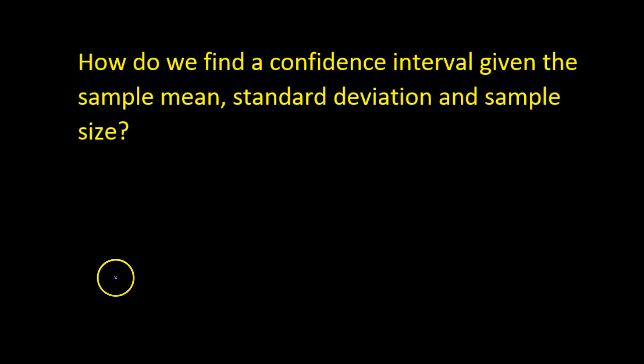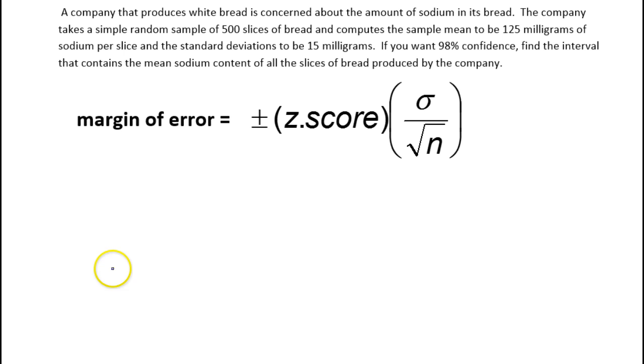In this video, I will show you how to find a confidence interval given the sample mean, standard deviation, and sample size. A company that produces white bread is concerned about the amount of sodium in its bread. The company takes a simple random sample of 500 slices of bread and computes the sample mean to be 125 milligrams of sodium per slice, and the standard deviation to be 15 milligrams.